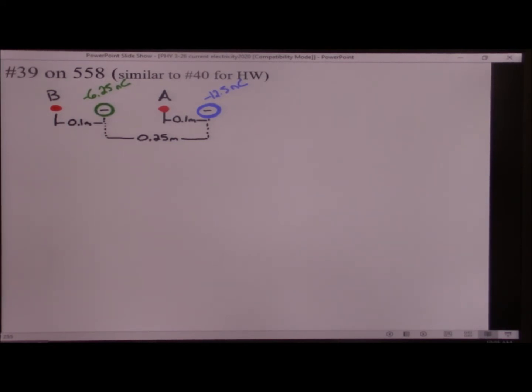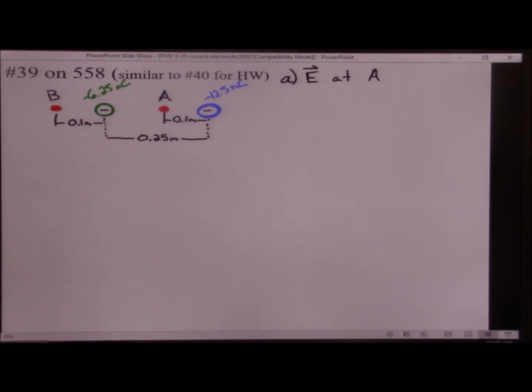39 says 2 point charges are separated by 25 centimeters. I've already put it in meters on the board. Find the net electric field these charges produce at point A, then at point B, and then what would the magnitude and direction of the electric force be in the combination of charges would produce on a proton put at A. So let's just start with part A. I want to find the electric field strength at point A.